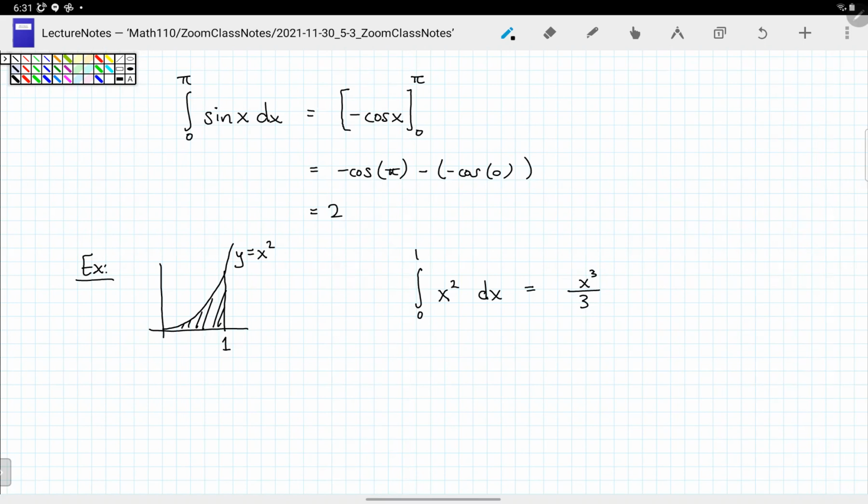Okay, so here's my antiderivative, and I'm going to evaluate it from 0 to 1. So this is going to be 1 to the third power divided by 3 minus 0 to the third power divided by 3, which is going to be 1/3. And if you look back at the work that we did, we basically did this with Riemann sums, then you'll see that we found a limit that was fairly close to 1/3, or we got approximations that became pretty close to 1/3.